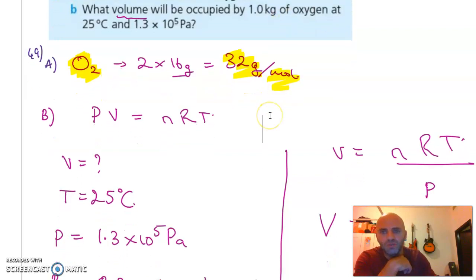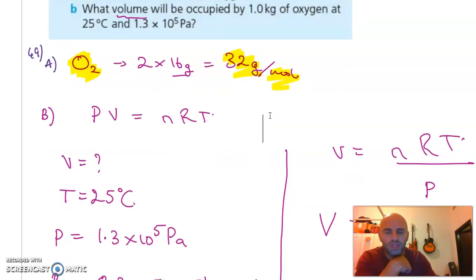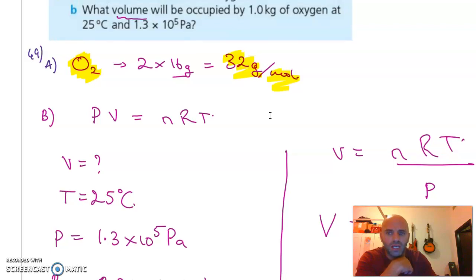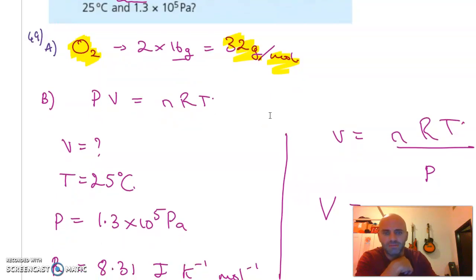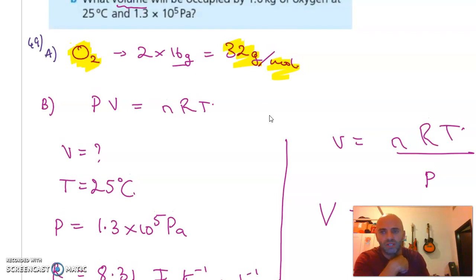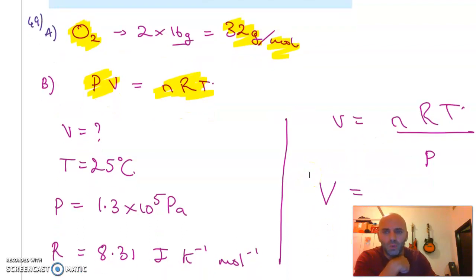Part B, what volume will be occupied by 1 kilo of oxygen at 25 degrees Celsius? So we want to jump straight in here and just apply the ideal gas law, PV equals nRT, but we can't really do it because we don't know the number of moles. The temperature is given in degrees Celsius, so that means we need to add 273, so that's 298 Kelvin.